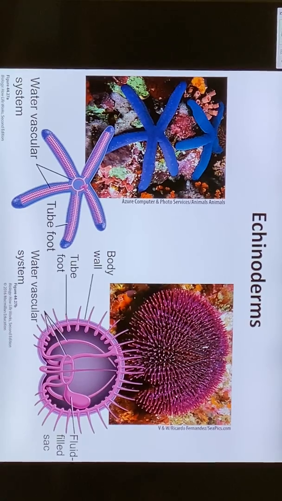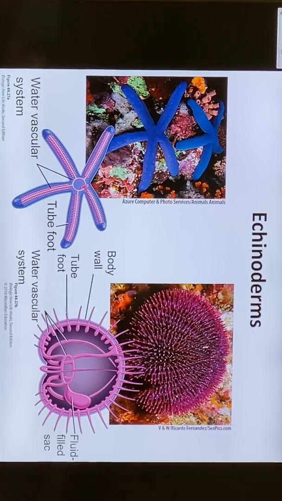Another big characteristic of the echinoderms is part of their name. Echinoderm. What does derm mean? Skin. Echino refers to spiny. So they have spiny skins. They have an exoskeleton. But they also have some other unique traits, like the water vascular system.